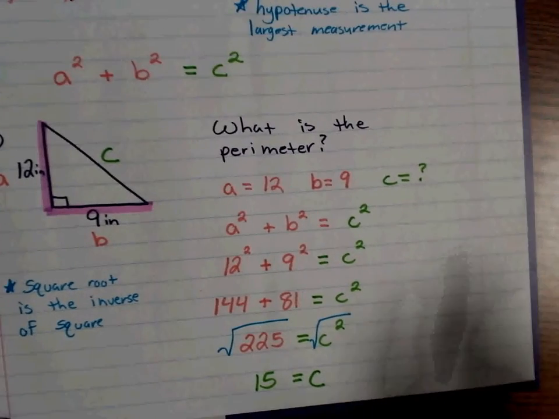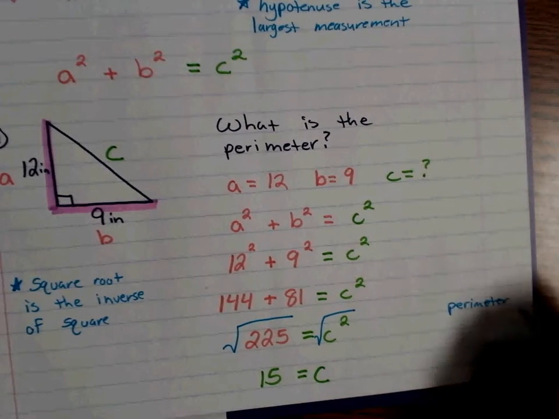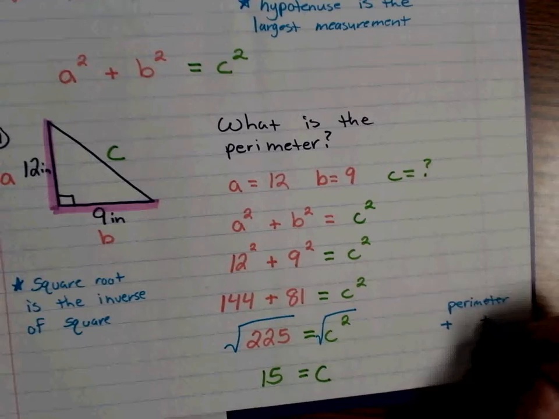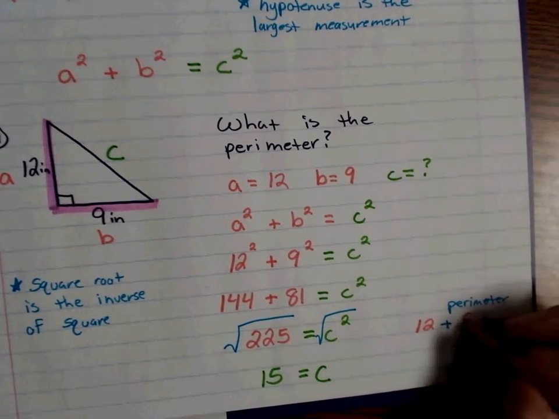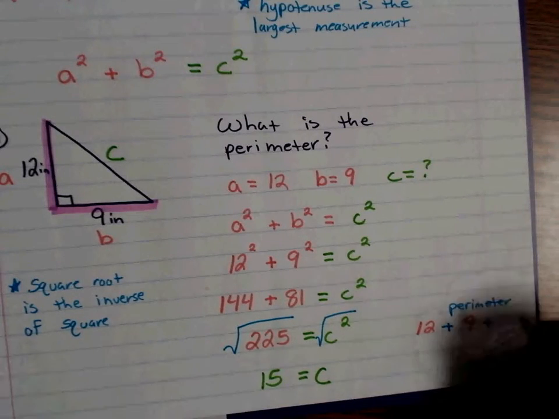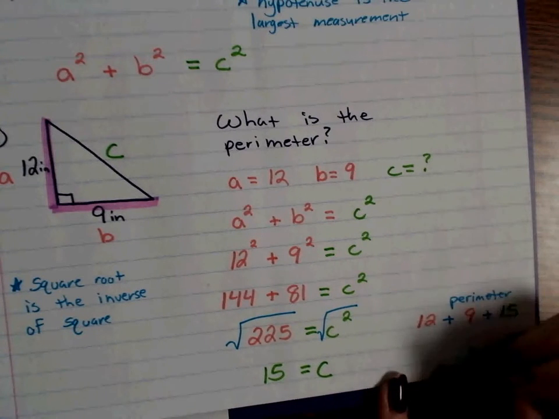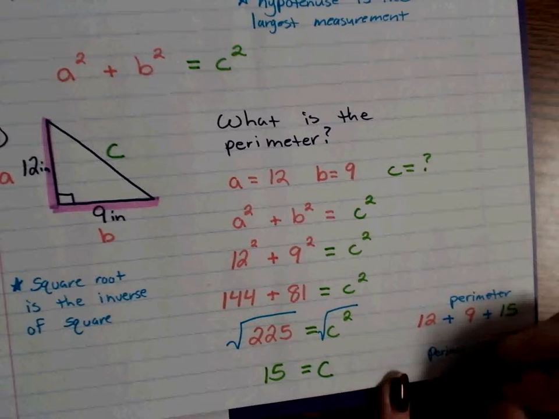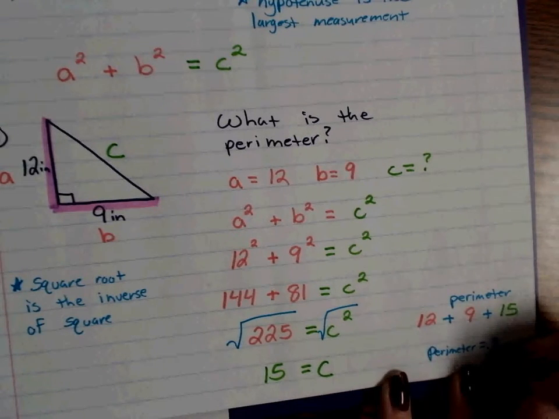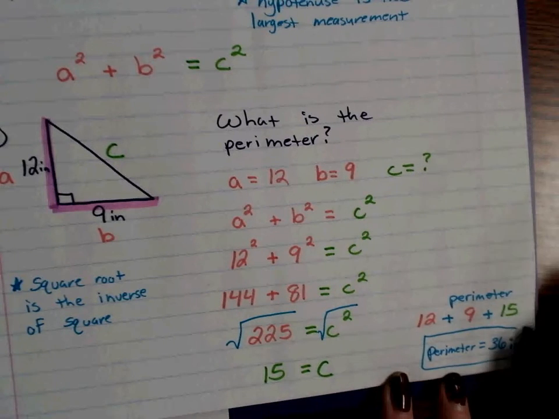So for my perimeter, I'm going to be adding the A value, which was 12, the B value, which was 9, and now the C value, which is 15. So what is my perimeter? Good. And don't forget your unit of measure, so it's inches. So the perimeter is 36 inches.